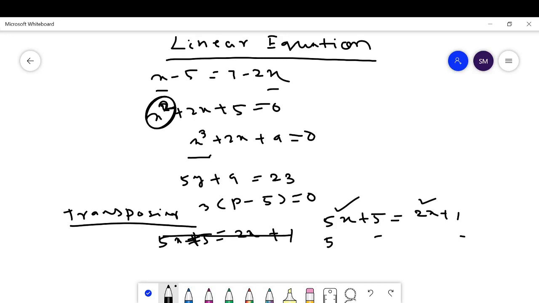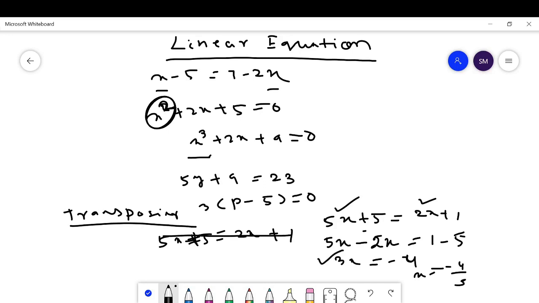Here, when you bring 2x to the left side, 2x in the right side is positive, so when you bring it to the left side, it becomes minus. 5x minus 2x is equal to 1 minus 5. Here also 5 is positive, and when you bring it to the right side, it becomes negative. 5x minus 2x is equal to 3x, which is equal to minus 4. Then x is equal to minus 4 upon 3.